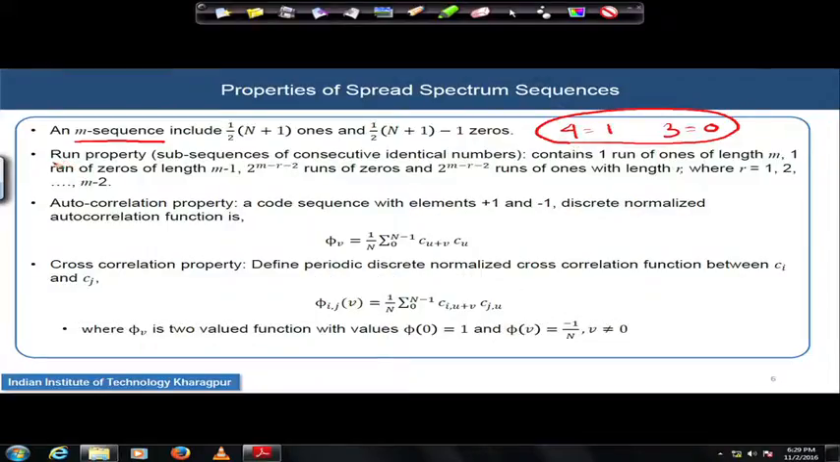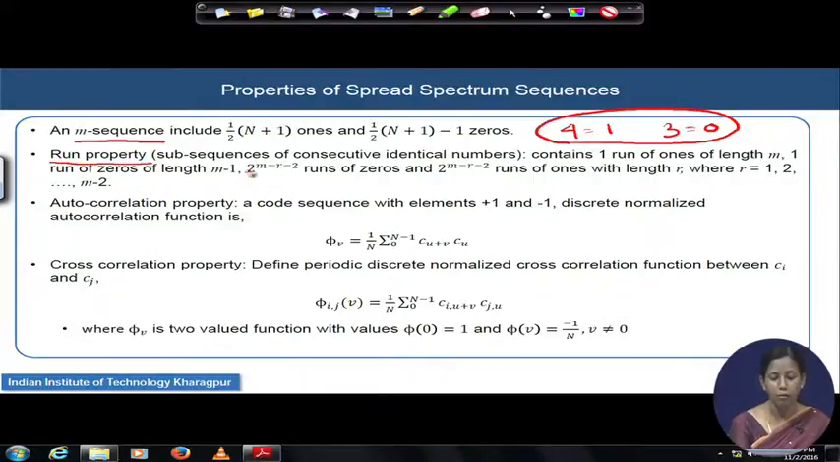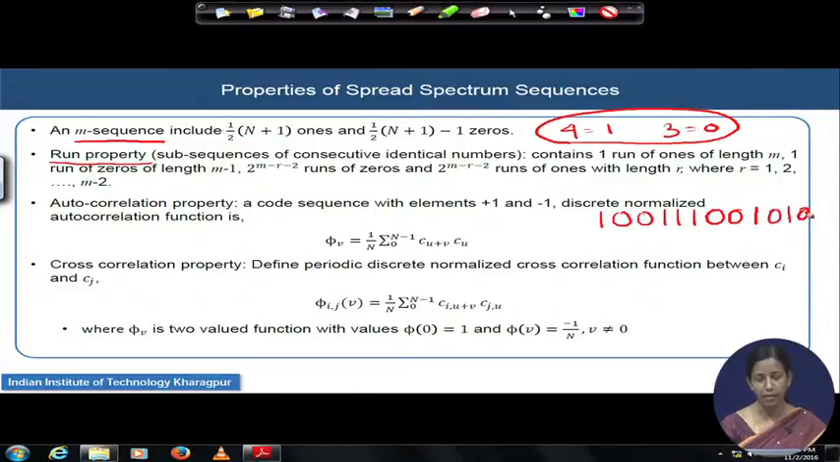Next important property is the run property. What is a run? A run is a subsequence of consecutive identical numbers. For example, suppose you are generating a very long ML sequence or M sequence, and the sequence is coming like this. Then by run we mean how many consecutive same bits are coming.